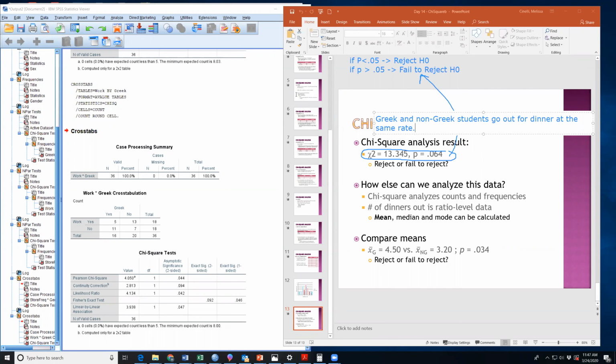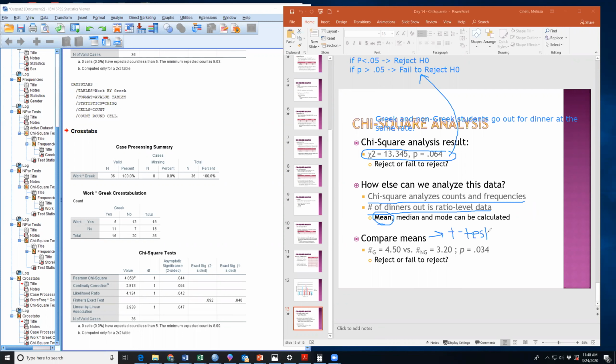However, there's another way that we can analyze this data. Remember, the chi-square test analyzes counts and frequencies. So it's comparing the counts in those two columns, but number of dinners is ratio level data, which means that we can calculate the mean. And as I said in the very beginning of this slide, comparing means is the domain of t-tests.